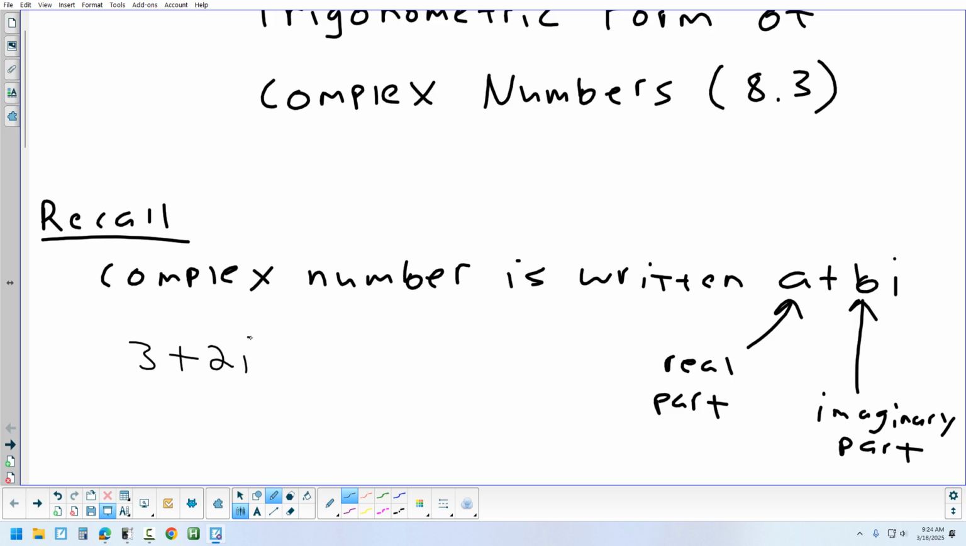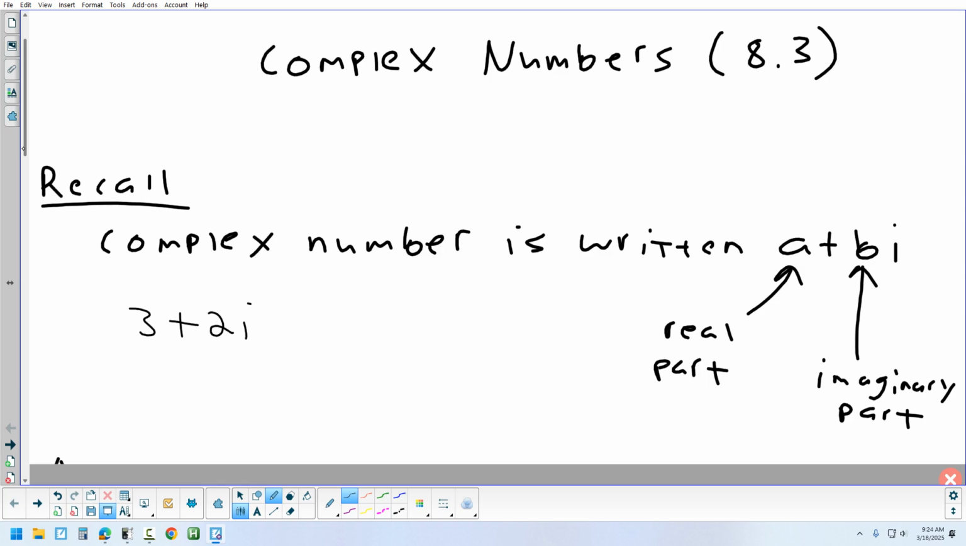Why do we want another way to write complex numbers? Why not just use standard form? We already know what it is. Why learn something new about complex numbers? Well, when you have to take something like that complex number, and let's say you wanted to raise it to a power. Well, squaring it's not too bad, right? You can just do 3 plus 2i times 3 plus 2i, and that requires you to FOIL that all out.